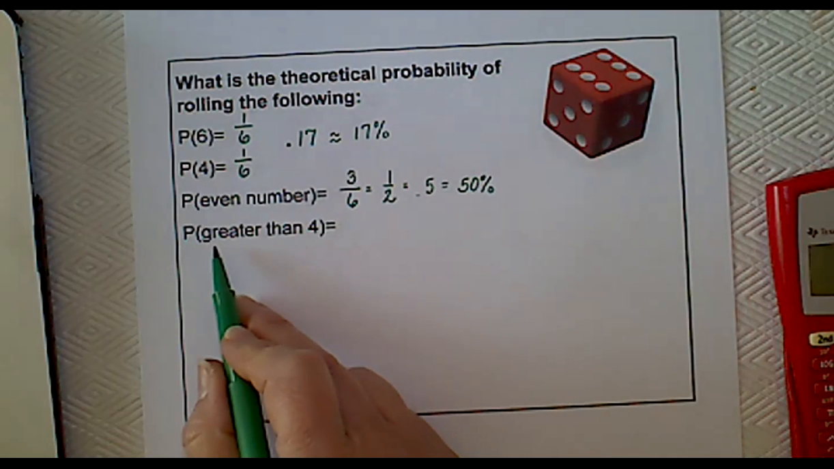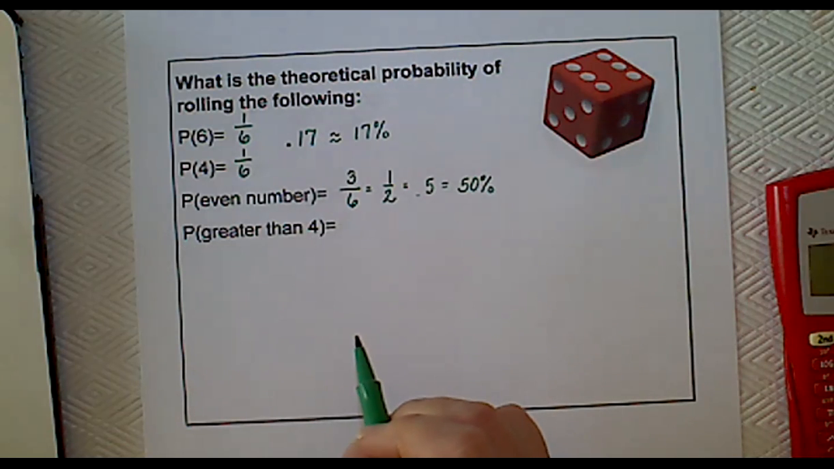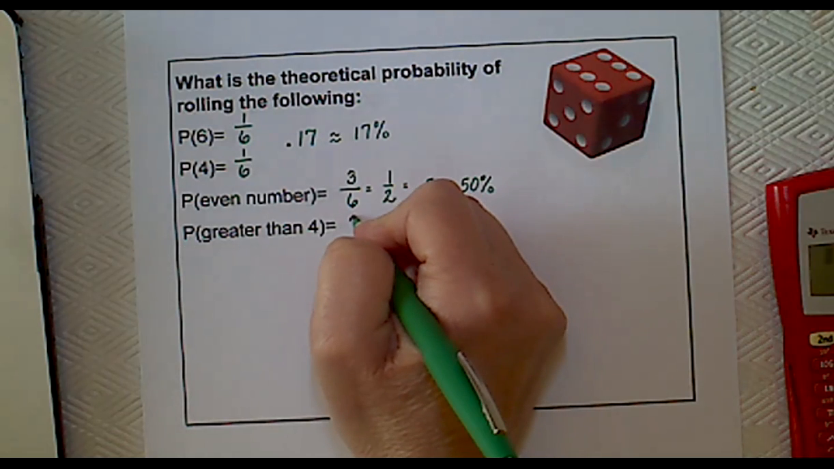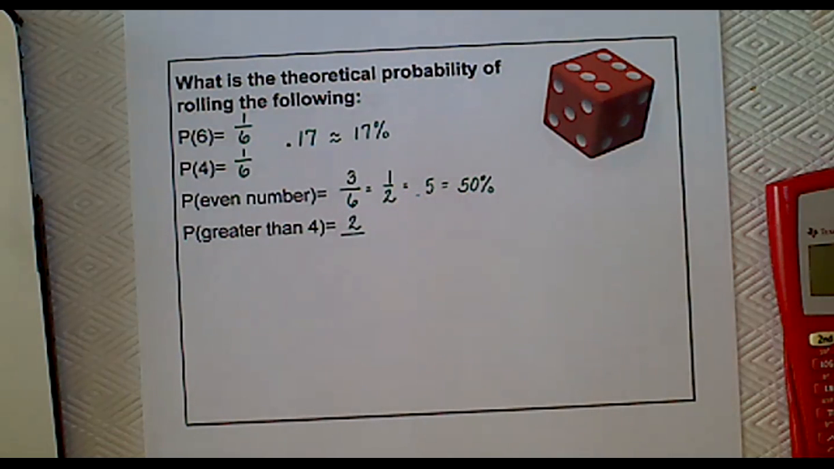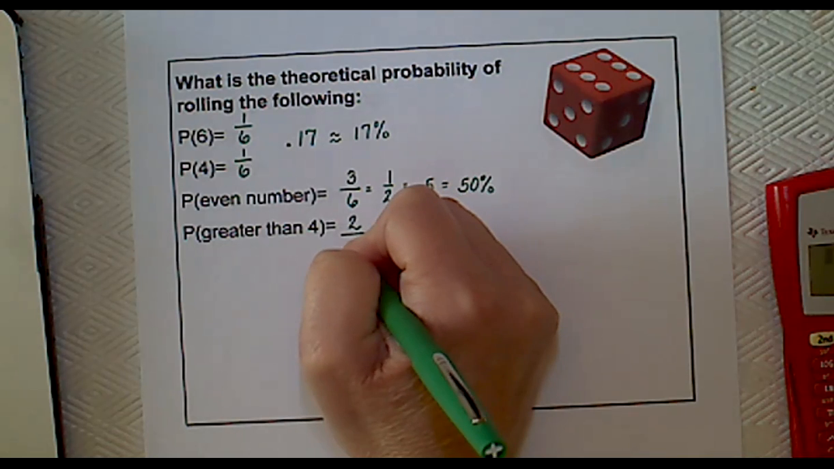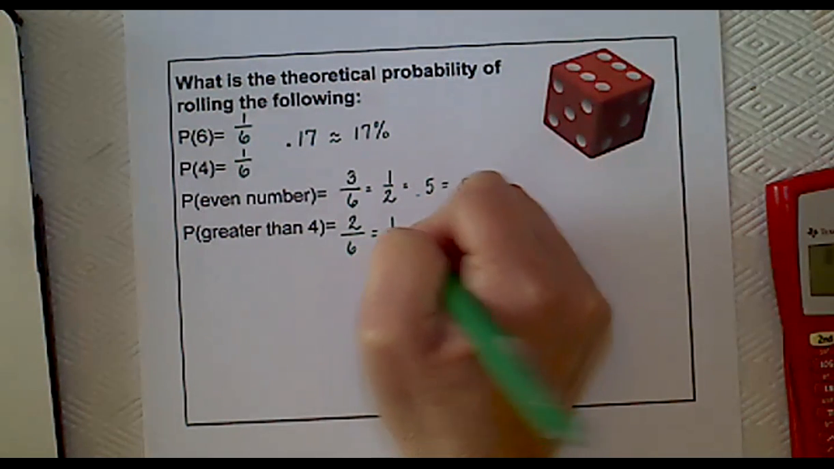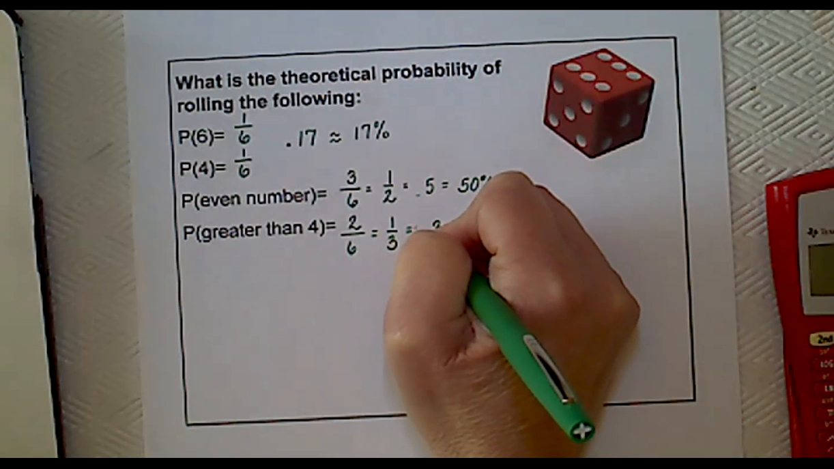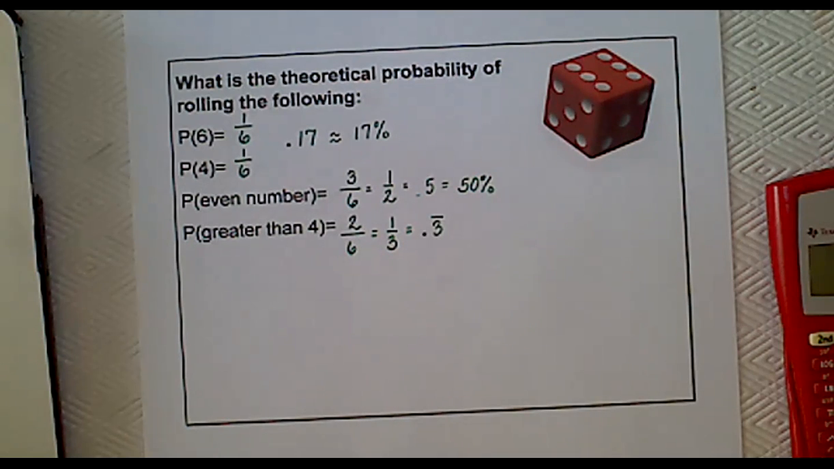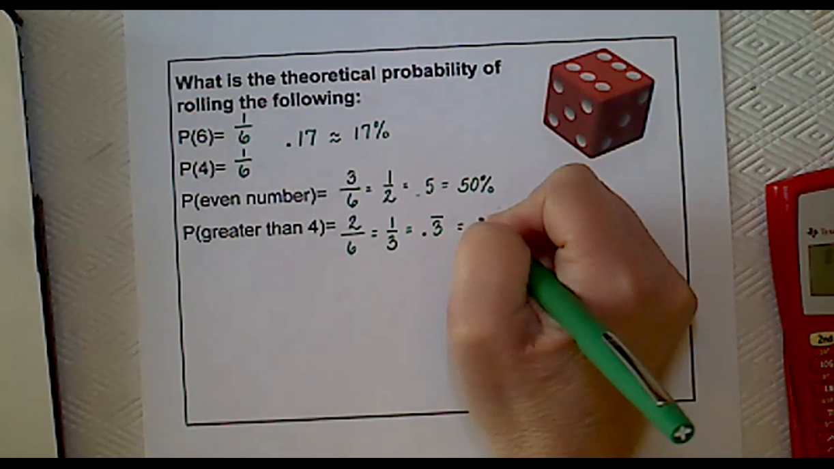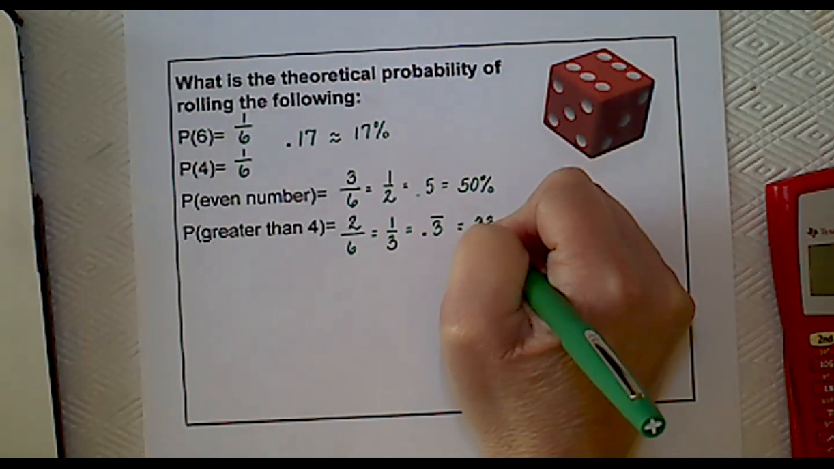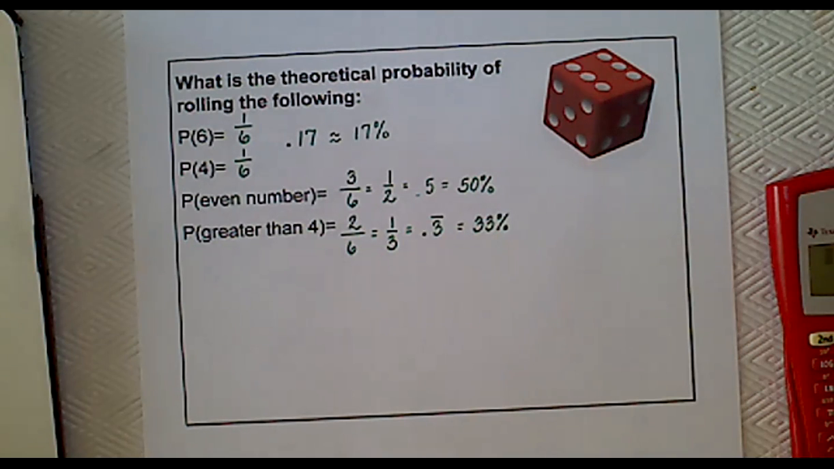Okay? And so our last one here is what is the probability of rolling a number that is greater than 4? So the numbers that are greater than 4 are 5 and 6. So that's 2 possible numbers greater than 4 out of 6. Simplify that fraction, that is 1/3. Our decimal equivalent of this, remember, is 0.3 repeating. And if I asked you to round that to the nearest percent, we could say that that is 33%. Okay? So that's a number cube.